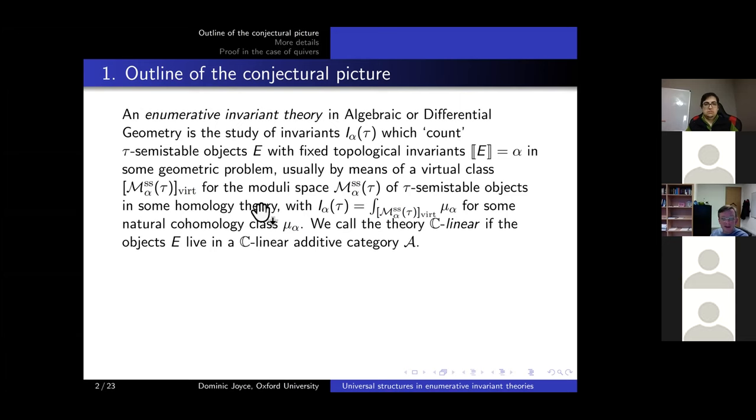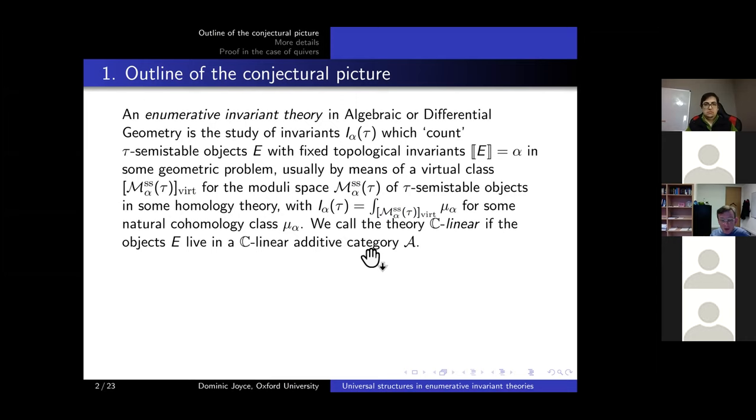Okay, so I'm going to call the theory C-linear if the objects E that we're counting live in a C-linear additive category A. So for example, that could be an abelian category or a dg category.